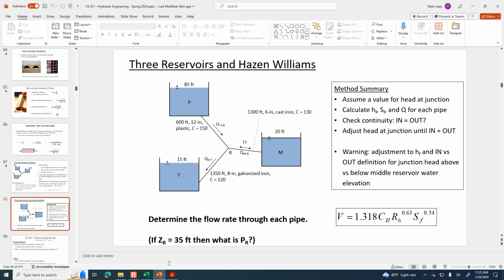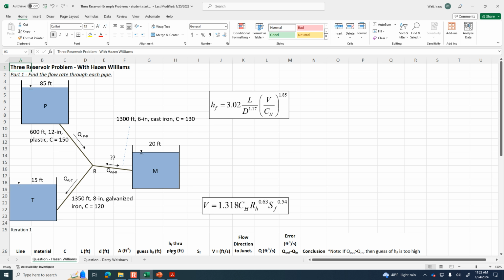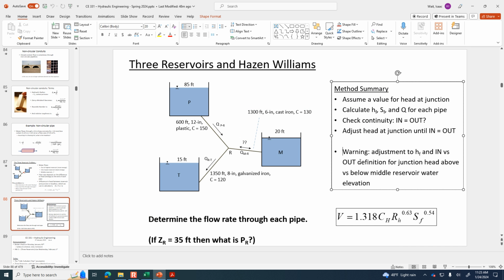Let's open up this spreadsheet template. And by the way, there's this warning here that I want to highlight before we actually start the calculations. If you say that the head at R is 21, then the water's flowing from R to M. If you say it's 19, then the water's going to go from M to R. So if you cross that threshold, you have to be careful in the spreadsheet, because then continuity is going to be a different formula.